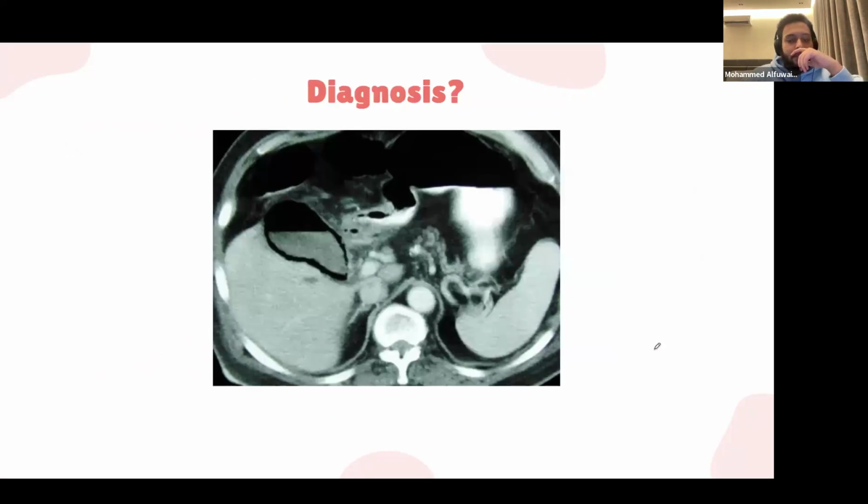How about this patient? A patient with cholecystitis, however, it's complicated. I mean, emphysematous, good. So this is emphysematous cholecystitis. You can see air in the walls of the gallbladder. This is emphysematous cholecystitis.